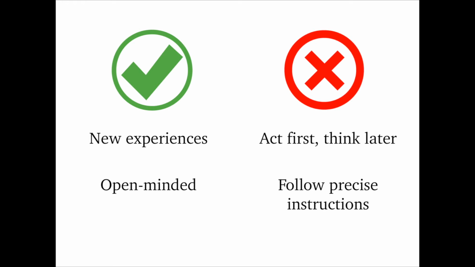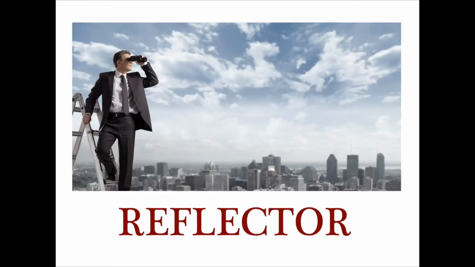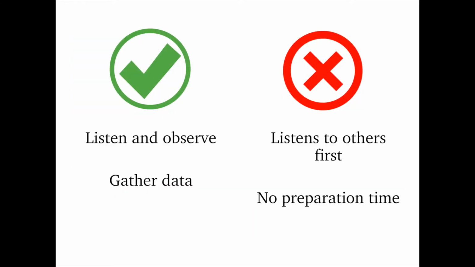However, they have difficulty following very specific instructions and tend to act out of impulse and think of the consequences after. Second is the reflector. These people learn through listening and observing. They prefer to research and collect data before coming to a final decision on things. However, they usually listen to other people's opinions first before making their own, and get uneasy when they don't have preparation time before an activity.